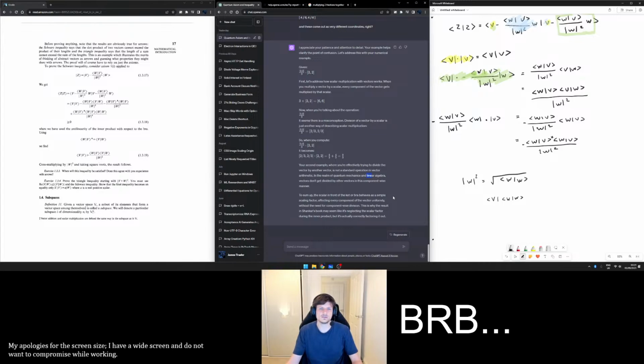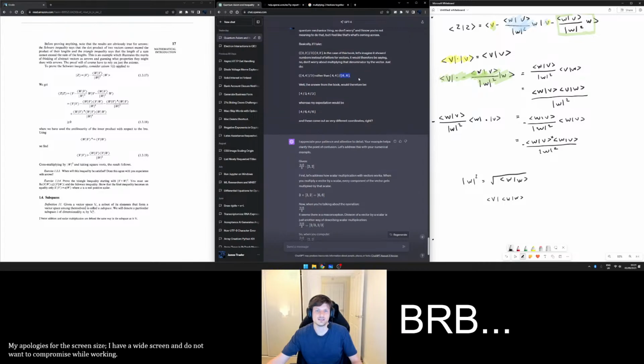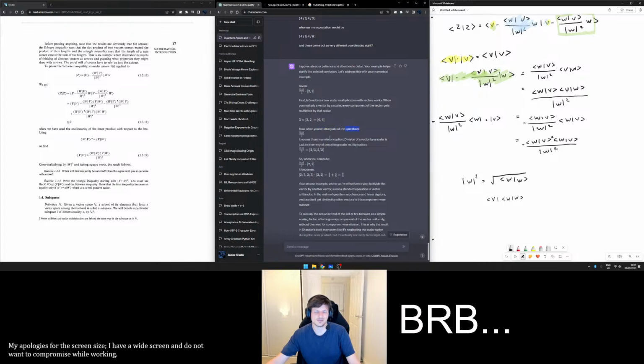Given 2, 2 times 2, it would be 3 times 2, 2, which would be 6, 6. Did I not do that? 6, 6. And so now when you're talking about the operation 2, 2, it seems there's a misconception. Division of a vector by a scalar is... So this has got a bit confused, right? It's fine, but let's see. I think it's telling us something though. A vector by a scalar is just another way of describing scalar multiplication.